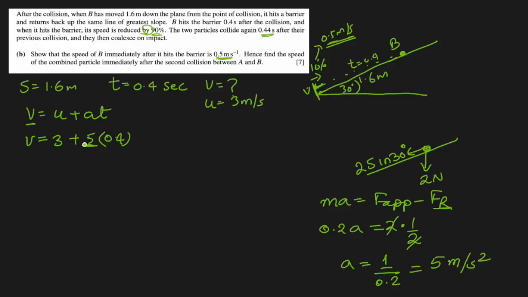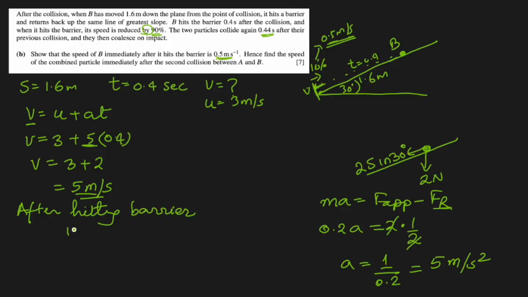So this is 5. So V equals 3 plus 5 times 0.4, which will be 5 meters per second. Now, after hitting the barrier, it will be 10% of 5, which is 0.5 meters per second. We showed it.